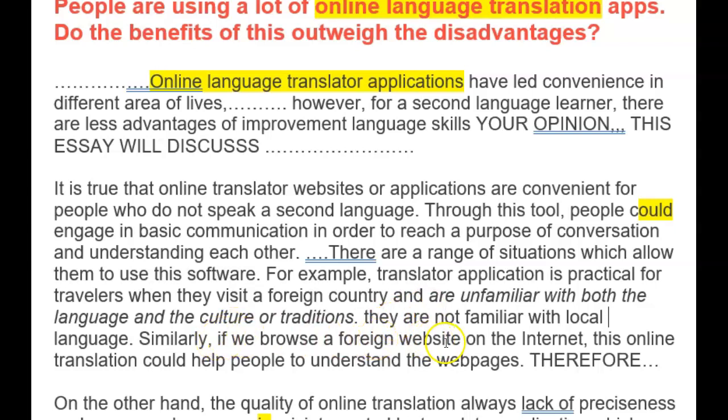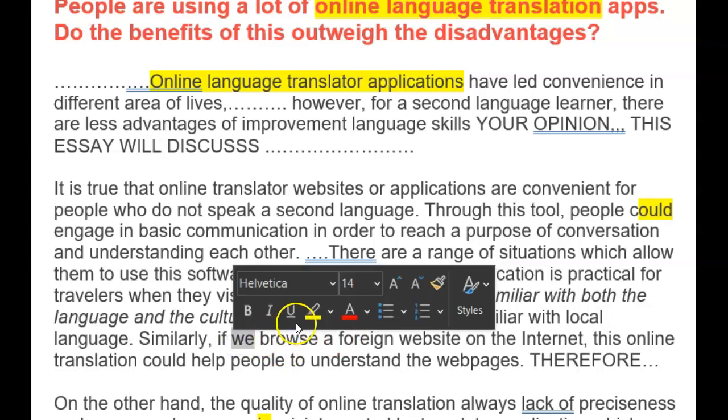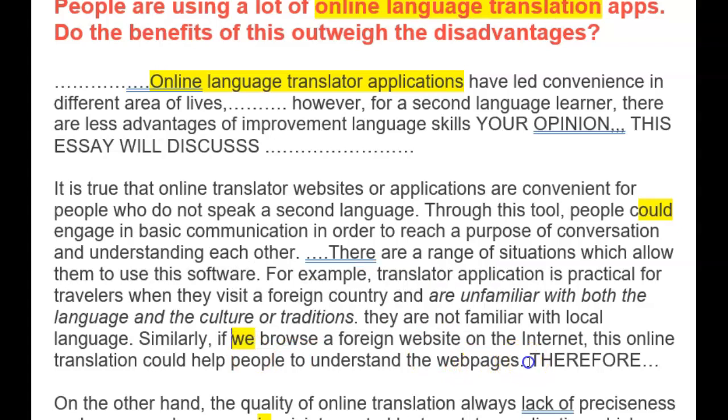Similarly, if we browse a foreign website on the internet, okay, this online translation could help understand web pages. Yep. Why don't you link it back to business? Maybe if we've mentioned business up here. Similarly, businessmen who travel around the world or are trying to set up a business using a foreign website. I like the website idea, but maybe link it rather than we. Maybe you could have professional businessmen in there instead. Okay. Now, this is a nice example. So you've got your example here.